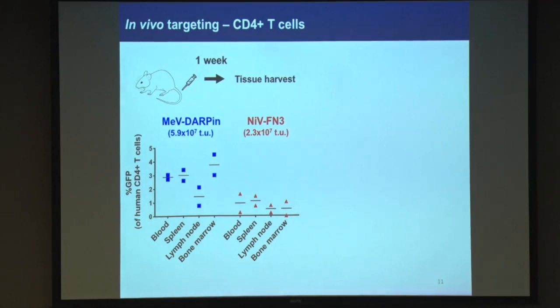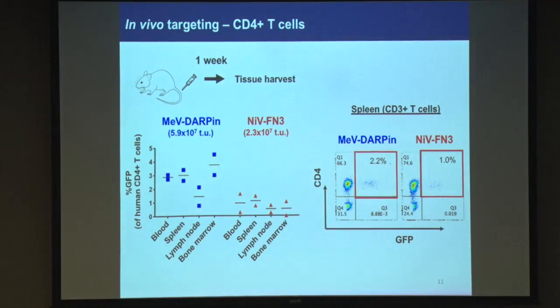So when we look more closely into the specificity, again, like what we saw in the ex vivo experiment, these two vectors are very specific, only transducing CD4 expressing cells in vivo.